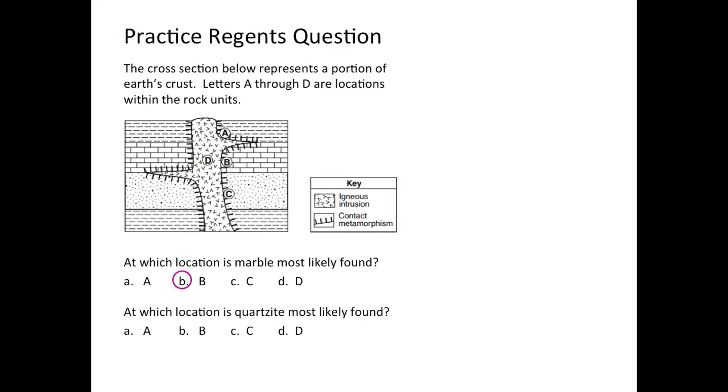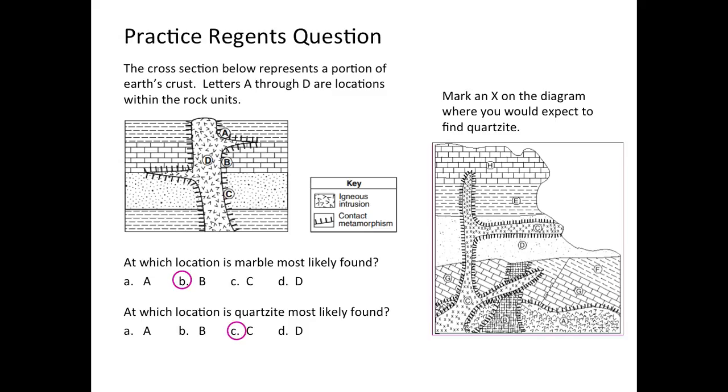At which location is quartzite most likely found? Same process, pause the video, try and figure out where quartzite is found. You should see that what changes into quartzite is sandstone. Sandstone is this polka dot symbol, so that means that the answer is location C. So you would find quartzite at location C, and marble at location B.